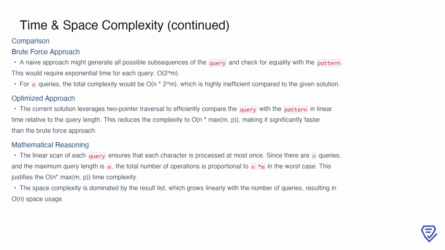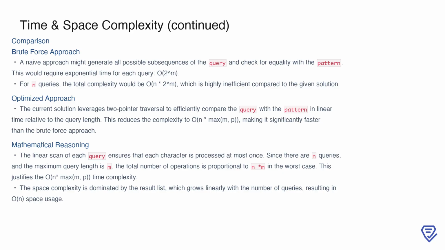To appreciate the efficiency of this solution, let's compare it to a brute force approach. A naive method might generate all possible subsequences of each query and check if any of them match the pattern. Since a query of length m has 2 to the power of m subsequences, this approach would require exponential time, O(2^m), for a single query. For n queries, the total complexity balloons to O(n * 2^m), which is computationally infeasible for larger inputs.